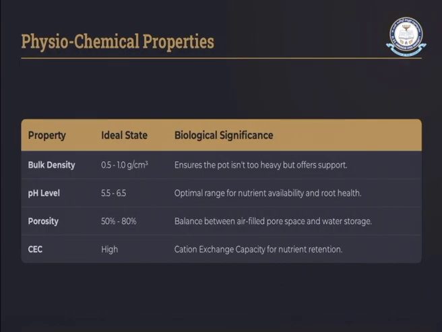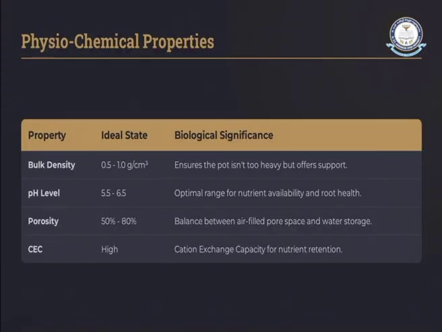Then we see the physiochemical properties. What are the physiochemical properties? They are bulk density, pH level, porosity, and CEC. CEC is nothing but cation exchange capacity.